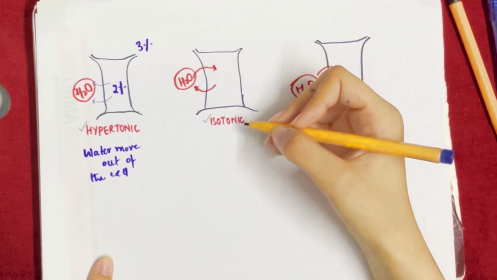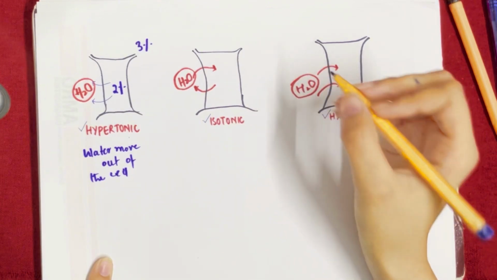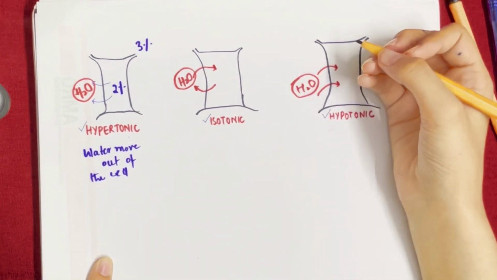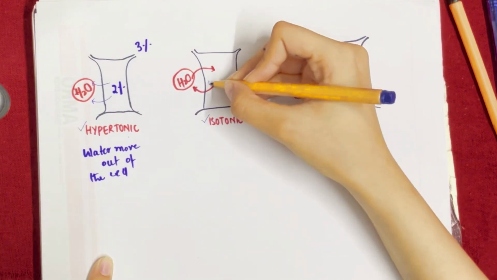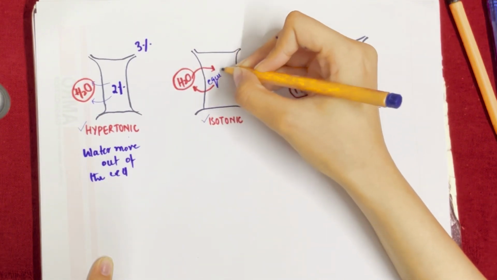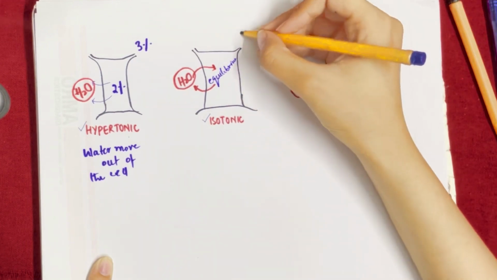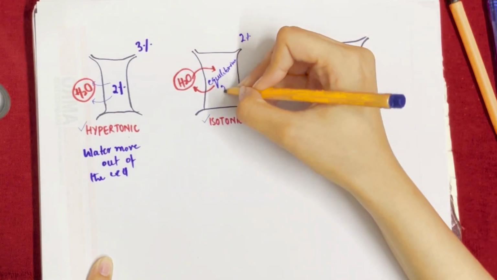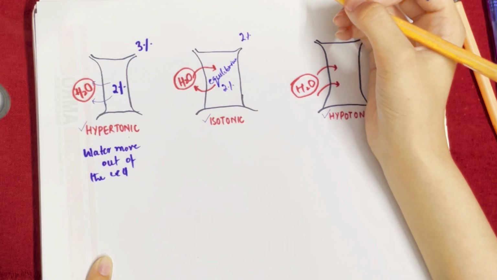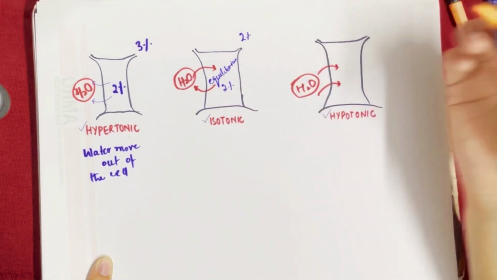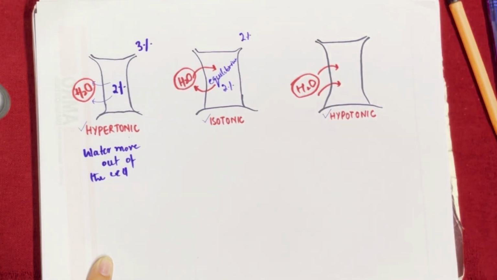When it comes to the isotonic solution, the cell often becomes flaccid. It means that a state of equilibrium is established, which means there is approximately a 2% solution outside the cell and a 2% solution inside the cell. An equal amount of water is being displaced and is entering the cell.